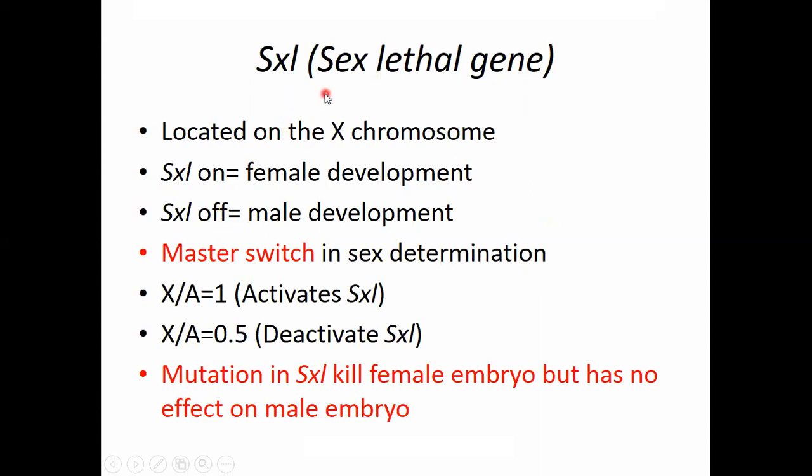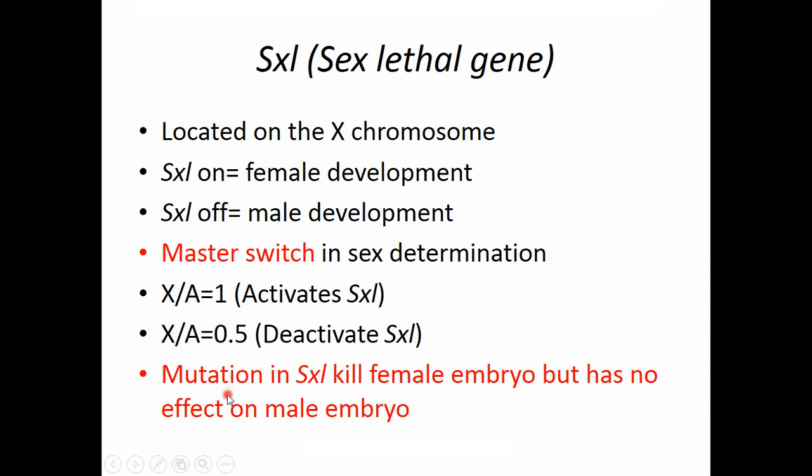Another gene is the sex lethal gene that is located on the X chromosome. If the sex lethal gene is on, it participates in the development of female. If the sex lethal gene is off, inactive, it participates in the development of male. So the sex lethal gene is basically a master switch gene in sex determination of Drosophila. If the X autosomal ratio is equal to 1, it will activate the sex lethal gene and development of female starts.